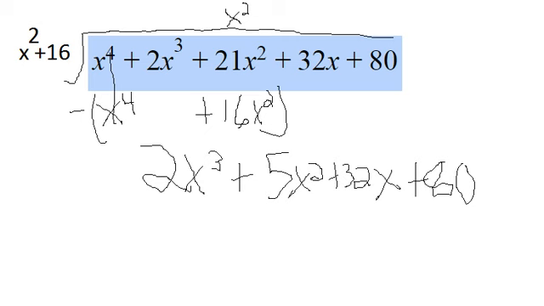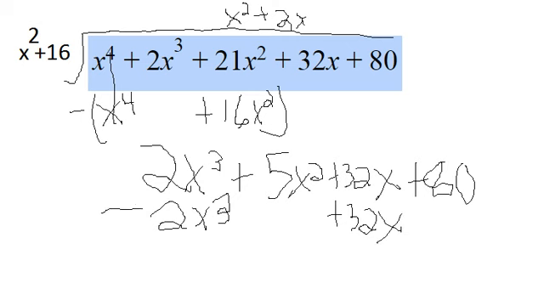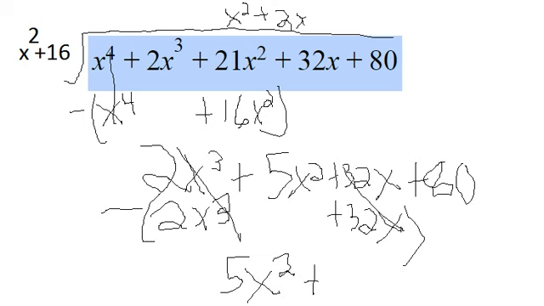Alright, so now 2x cubed, I start over. I divide it by x squared. That gets me 2x. Okay, 2x times x squared is 2x cubed. And again, 2x times 16 is actually 32x. So here when we subtract, these cancel and these cancel, and I get 5x squared plus 80.